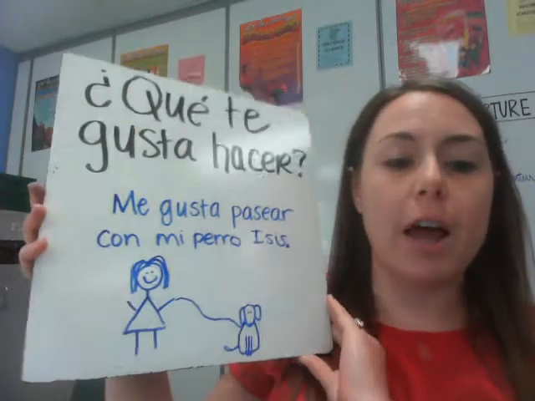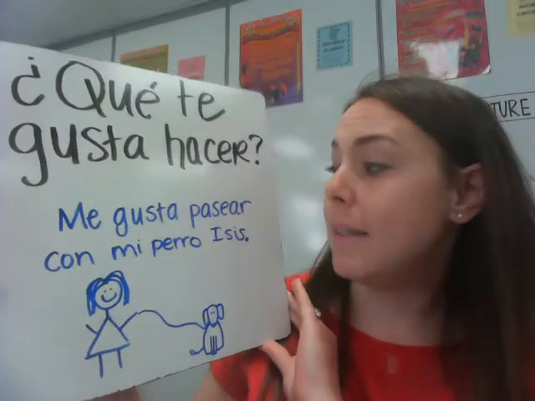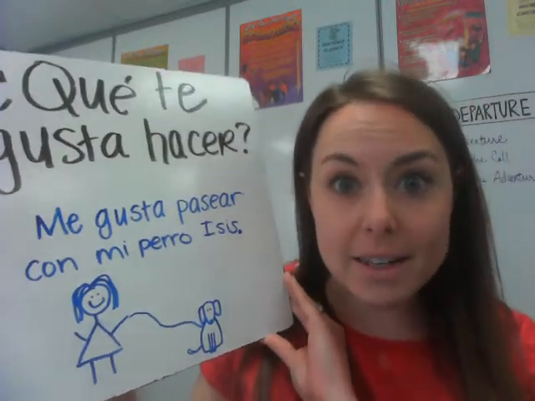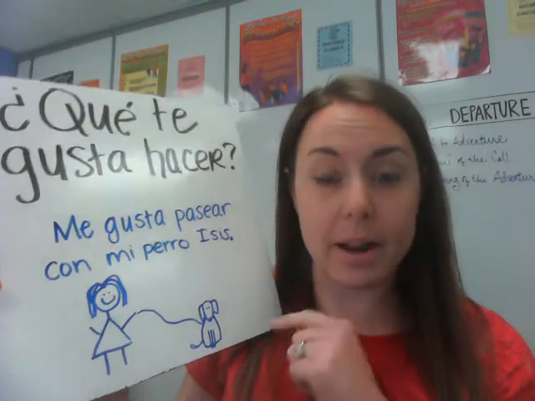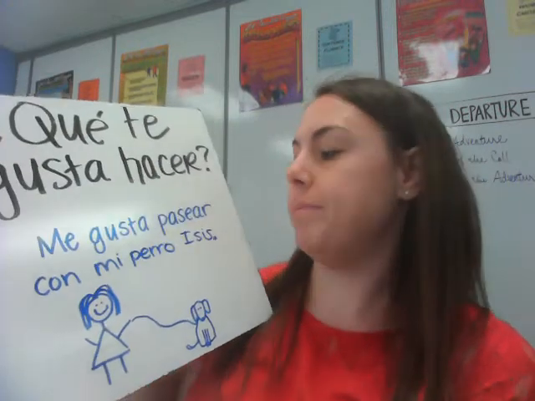For the most part, we are going to be answering the question in this unit, ¿Qué te gusta hacer? That's the topic of our unit. I'm going to tell you about some things that would answer that question for me. If you ask me, Señora Miller, ¿Qué te gusta hacer? What do you like to do? I could answer, and I would like you to answer these things next time we're together. I might say, me gusta pasear con mi perro Isis. I like to walk with my dog.